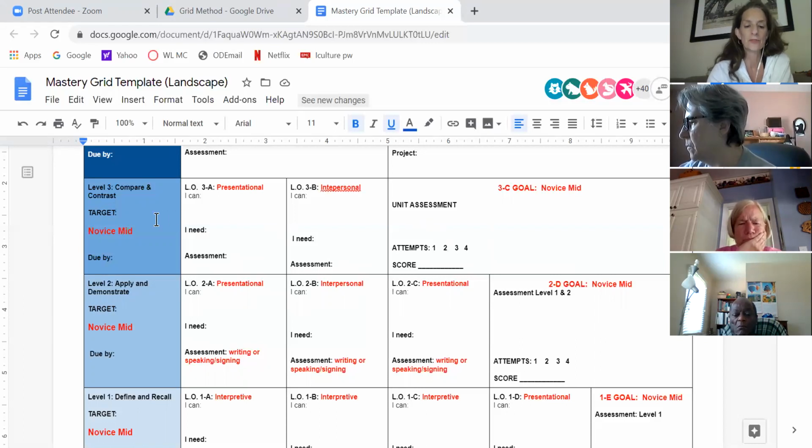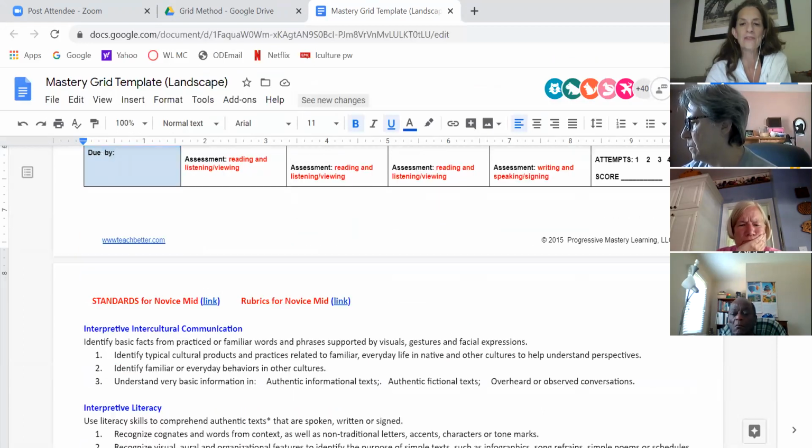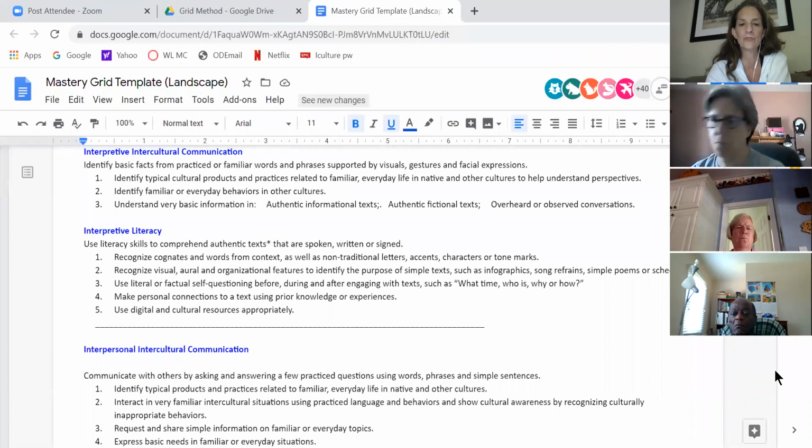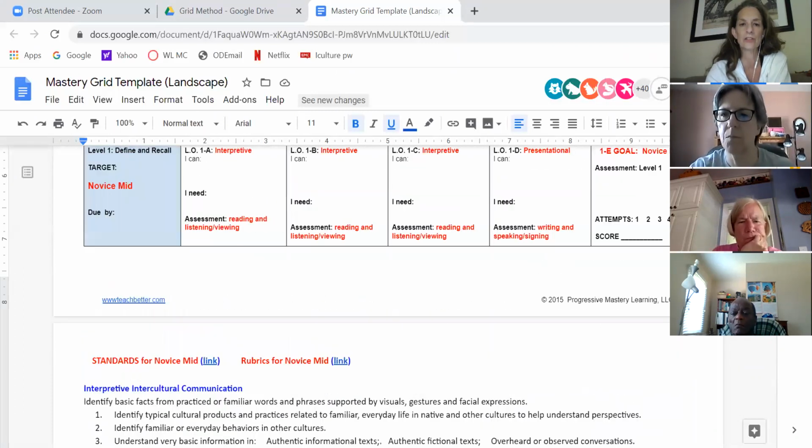When you get to the level 3 part of the grid, we're still at novice mid, but notice now that it's bumped up. And this is truly where we are. Like I said, I have the standards on the 2nd and 3rd page, so if you want to scroll through the standards, you can look at those.